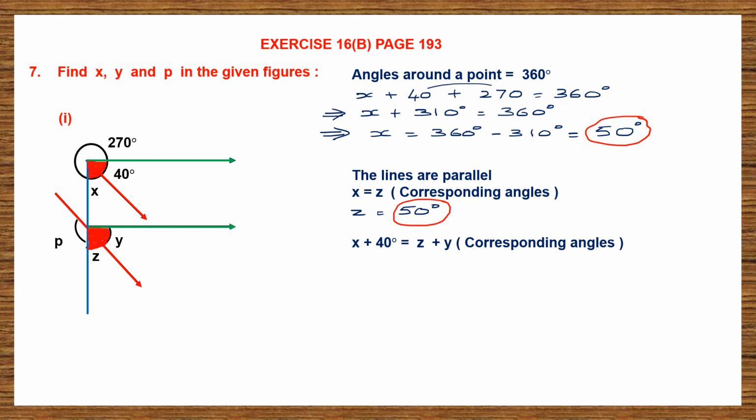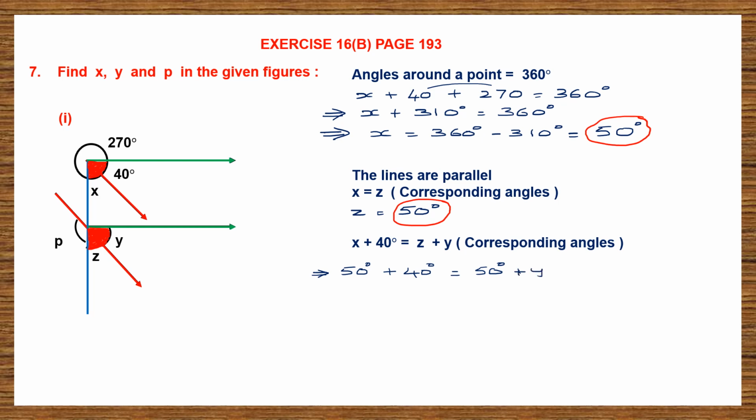So now let's substitute the values. Now how much is x? x we found out to be 50 degrees. Now we have plus 40 here. On the other side, z plus y, z we found out to be 50 degrees. And now we can find the value of y from this.